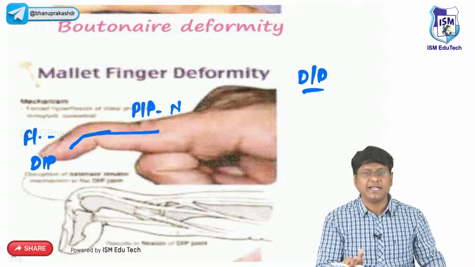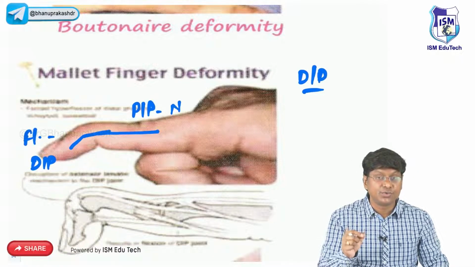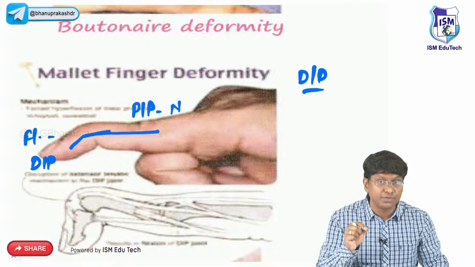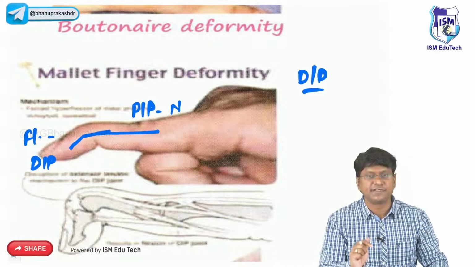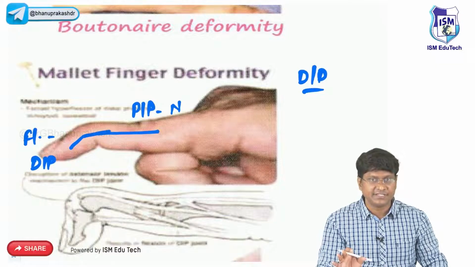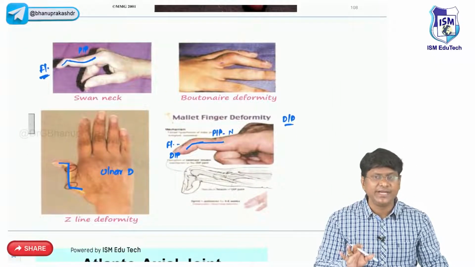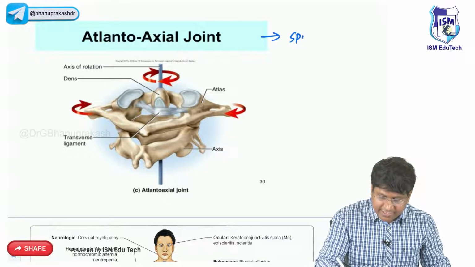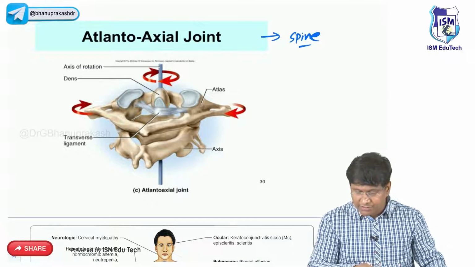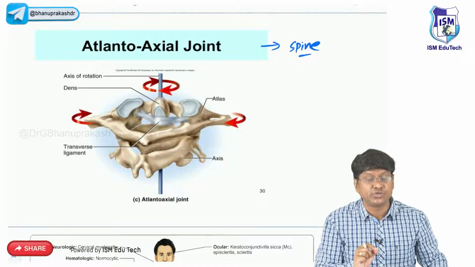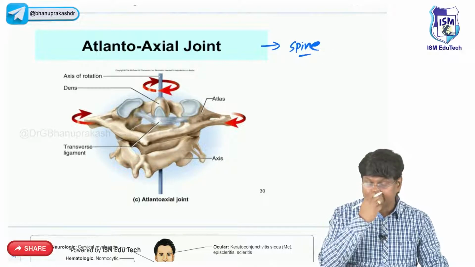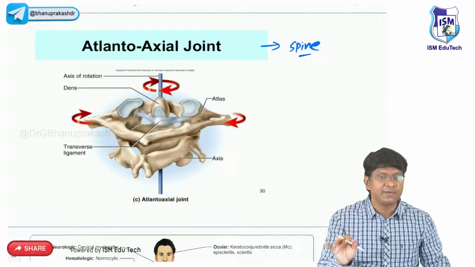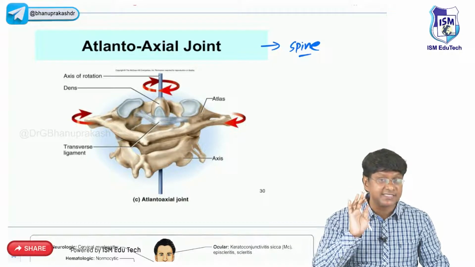Right? And why does this mallet finger deformity occur? That is due to rupture of the extensor digitorum tendon. That is what is responsible for the flexion of the distal interphalangeal joint. So that is about the joint deformities in rheumatoid arthritis. And what about the spine involvement in rheumatoid arthritis? Even there is involvement of the spine, that is the atlantoaxial joint being affected. That means the part of the spine which is commonly affected in rheumatoid arthritis is the cervical spine.